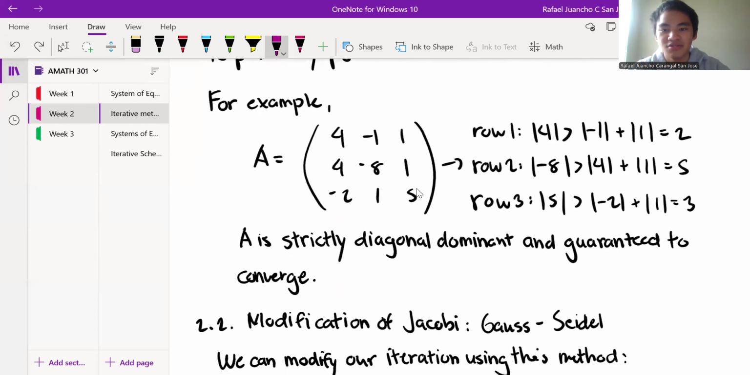And here is one of them, right? These are the diagonals. And we're going to determine whether the sum of the off diagonal terms is less than the absolute value of the diagonal. And so it is here, so it's guaranteed to converge.